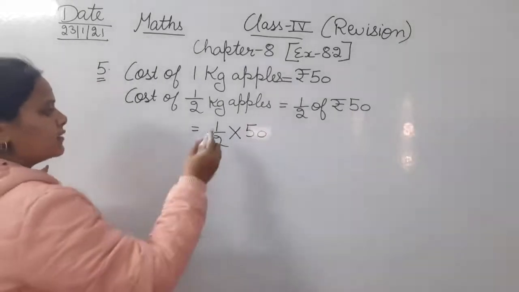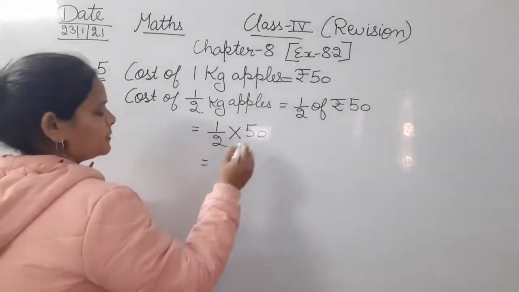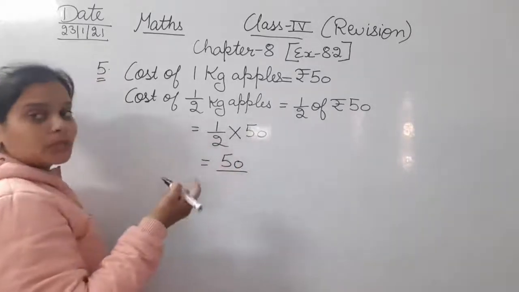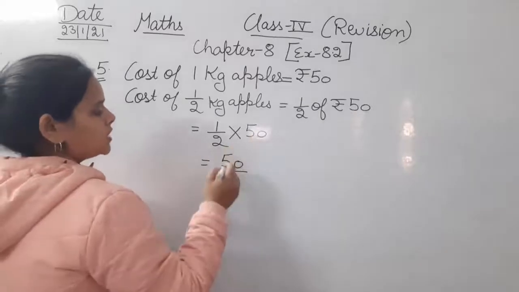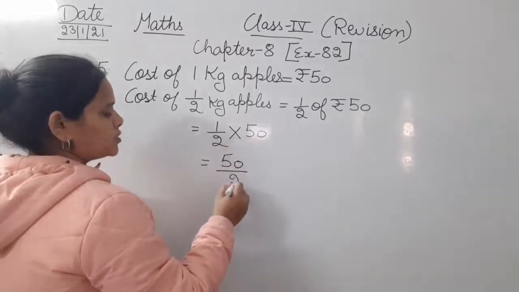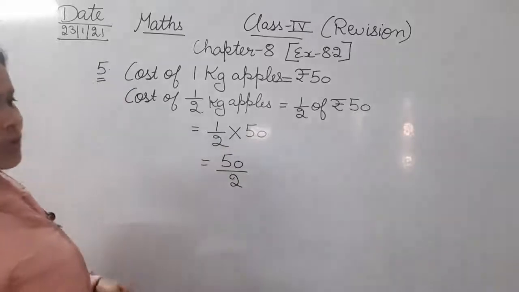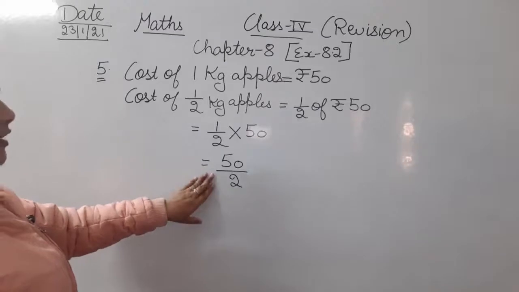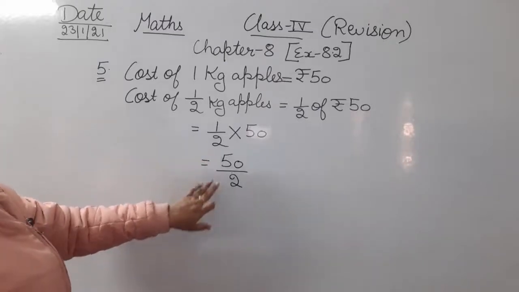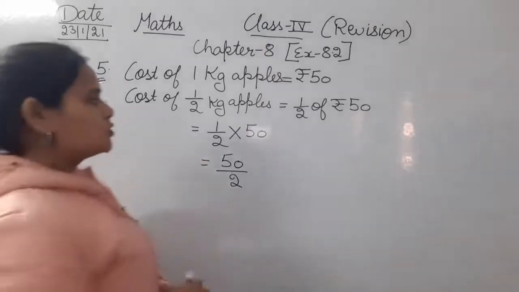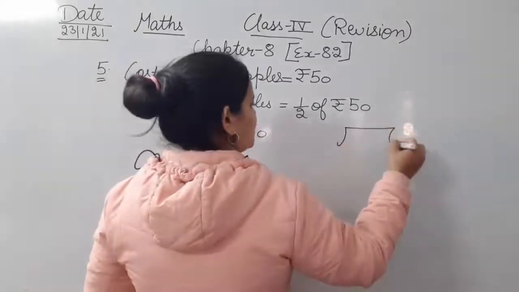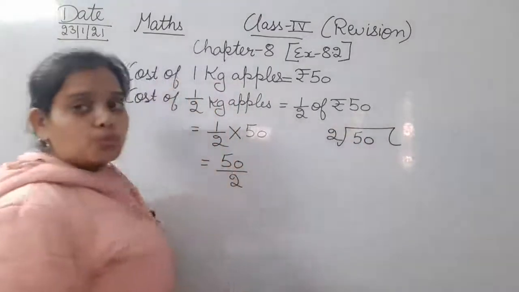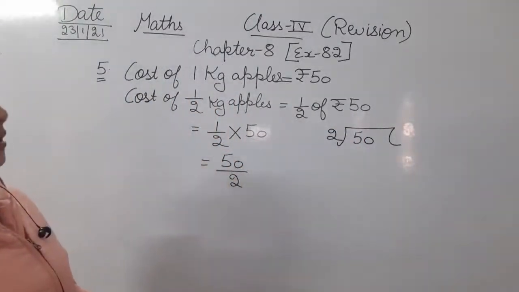Now let's multiply 1 with 50. 1 multiplied by 50 will be 50, because we always multiply the numerator with the number. 2 will be its denominator, that is 50/2. If a number is written in fraction, it means the upper number, the numerator, is divided by the denominator. So let's divide 50 by 2.